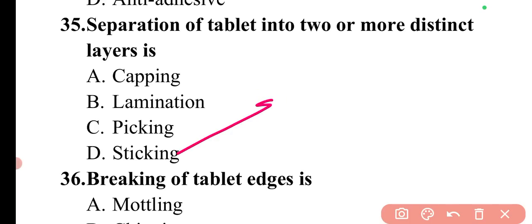Then coming to sticking defect. So sticking defect is a type of defect in which the material is stuck or adheres to the die wall, and it is simply fixed on the die wall, and the tablet will be improperly ejected.